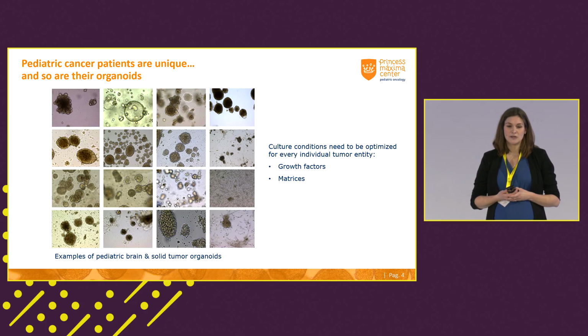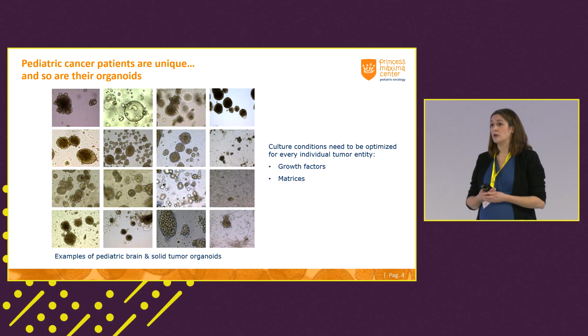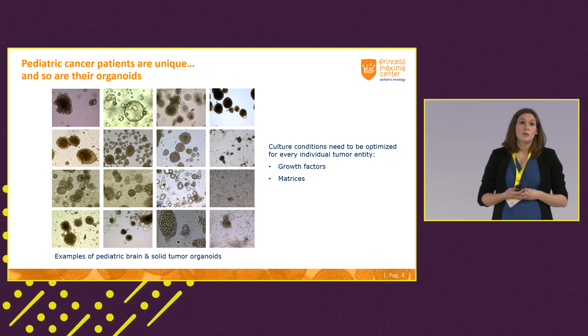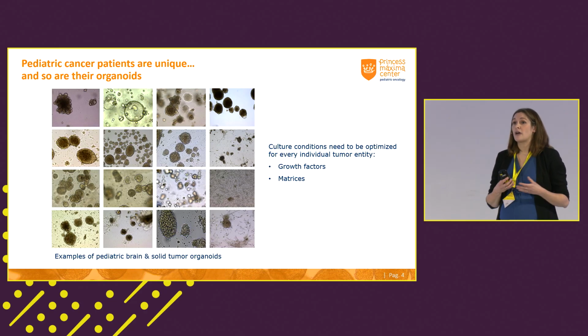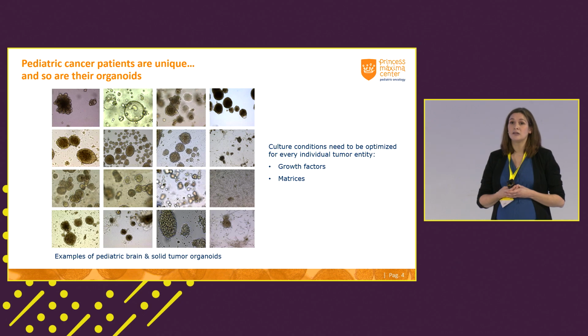And that is because many of the adult tumors are actually carcinomas. So they are epithelial tissues. And the original organoid culture protocol was also based on epithelial tissues. So the kind of growth factors and matrix that they need could be easily translated to adult cancers.